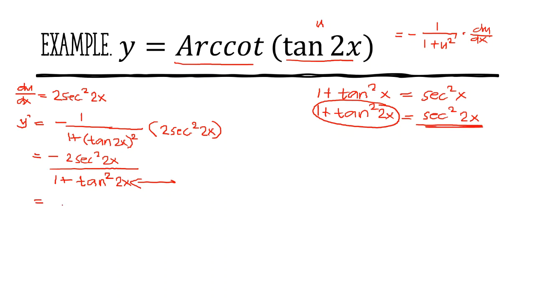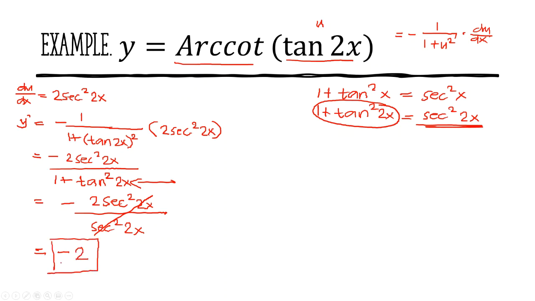So replacing that with the identity, we have negative 2 secant squared 2x all over secant squared 2x. If you can observe again, secant squared 2x can be divided. If you divide secant squared 2x by secant squared 2x, that is just equivalent to 1. So meaning to say our final answer is negative 2. So this is now our final answer. Again, if you can still simplify or find some identities that you can replace, you have to apply that in order to simplify your final answer.